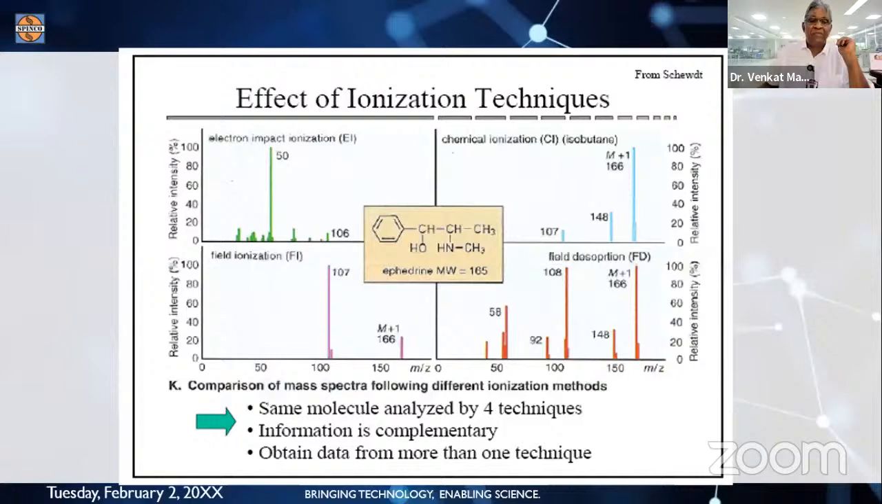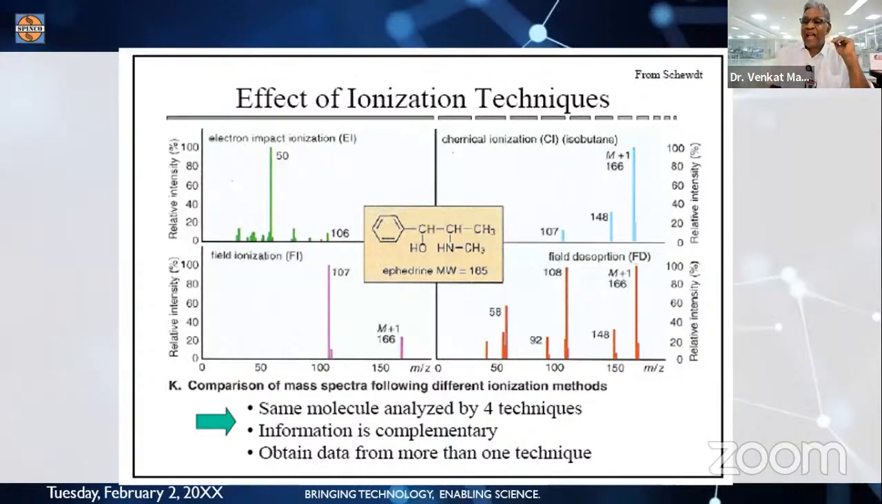I will show an example. This is a compound called ephedrine. Molecular weight is 165. I have done electron ionization. 165 is not at all seen. I have done chemical ionization, isobutane. I am able to see 166 clearly. I have done field ionization. I am able to see 166. I have done field desorption technique, FD. I have seen 166. You see, the molecular ion is identified by one of these techniques. You cannot escape.